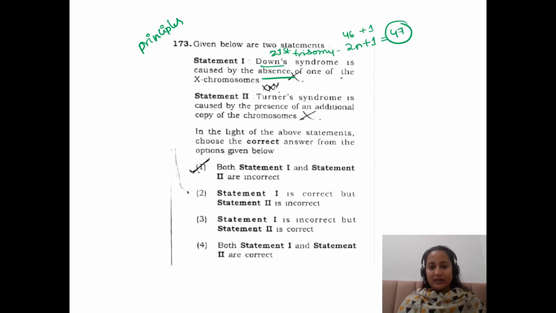So statement 1 is wrong. And Turner syndrome is caused by the presence of an additional copy of the chromosome. Yes, this is also wrong. It is not the additional, it is due to the absence of one chromosome. So that is 2n minus 1. 46 minus 1, we get 45 chromosomes in the case of Turner syndrome. So both the statements are marked as incorrect.